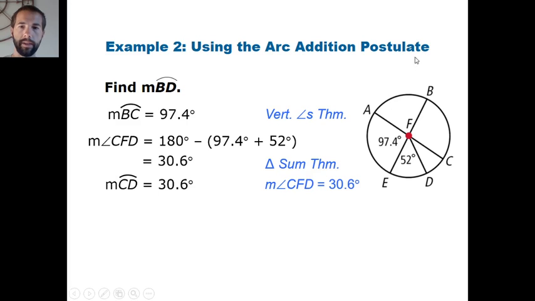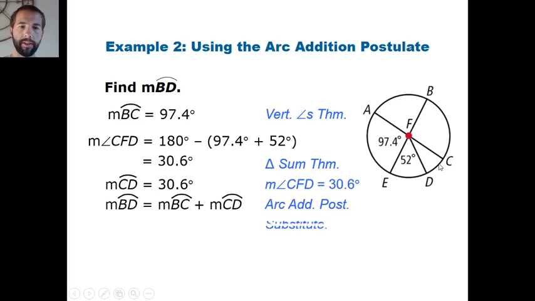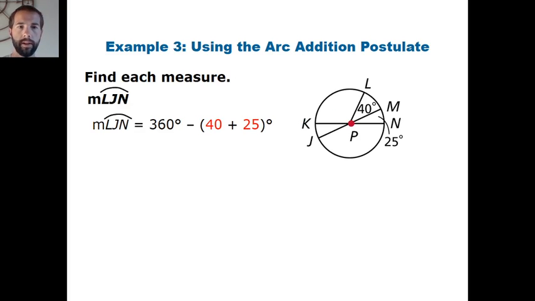All right, and now lastly, we know BC is 97.4, and we know that CD is 30.6, so we're just going to add them together. And then we get the measure of arc BD is 128 degrees. So that's arc addition.